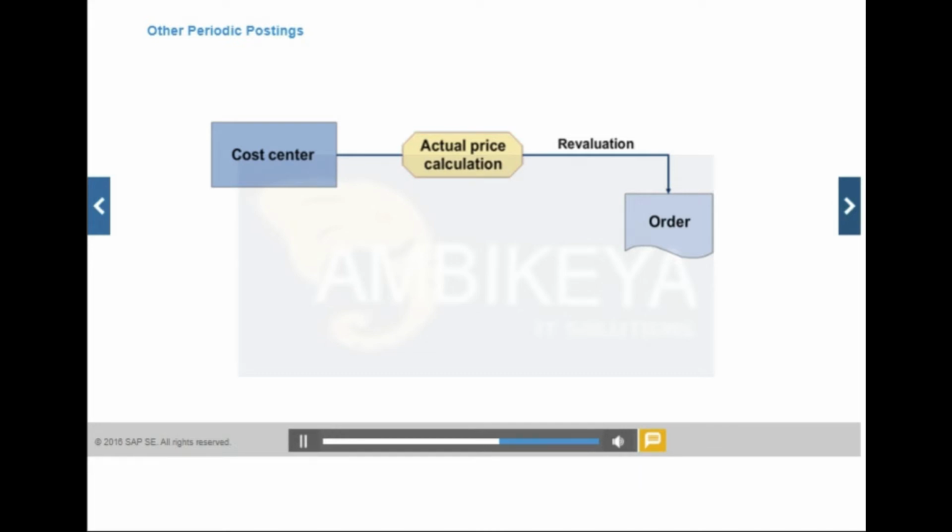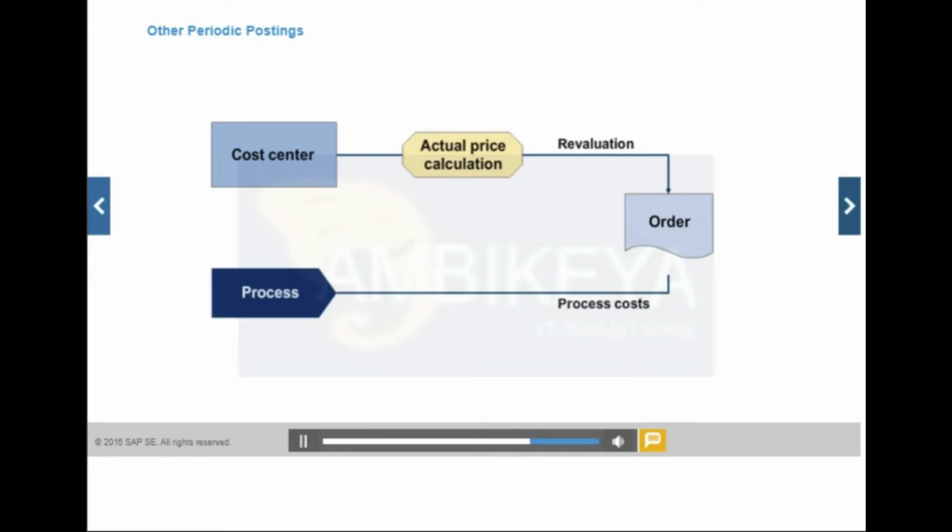You can use activity-based costing, COOMABC, to allocate the costs from business processes to overhead orders. The allocation is defined by a process template developed in COOMABC.